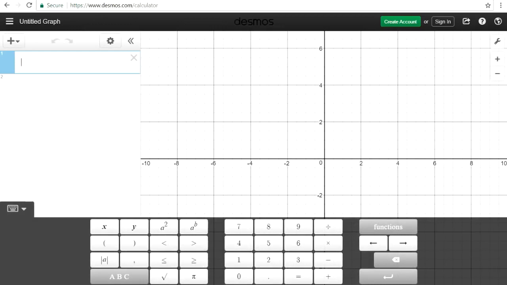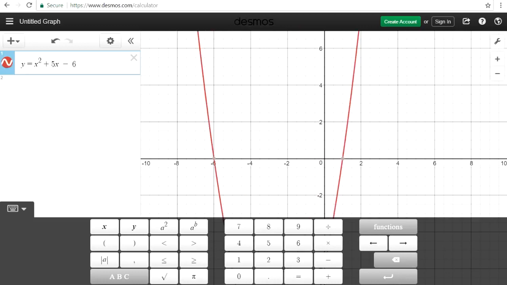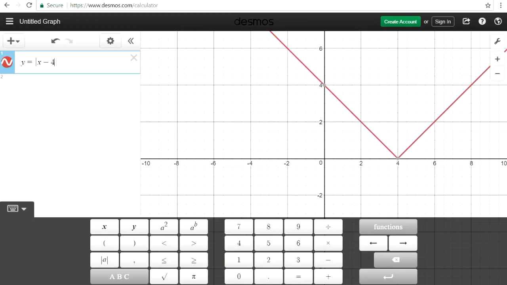And it's very useful. Let's say if you want to graph a function. You can graph quadratic functions. You can easily see where the x-intercepts are, -6, +1. You can graph cubic functions. Even absolute value functions. So almost anything that you need.